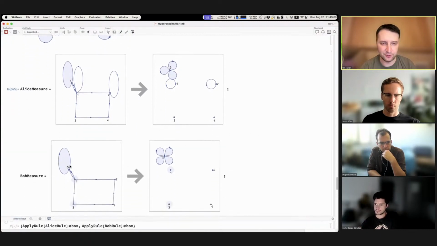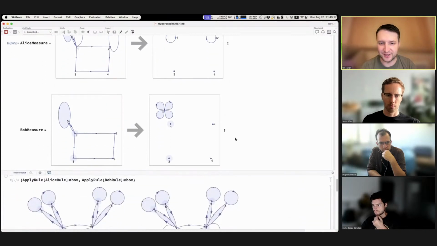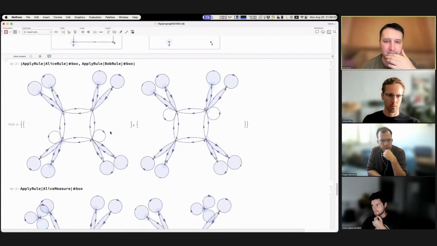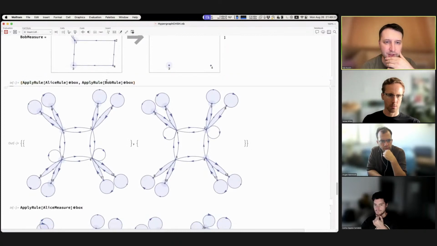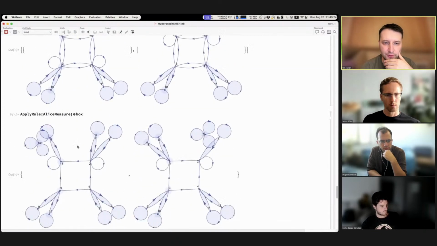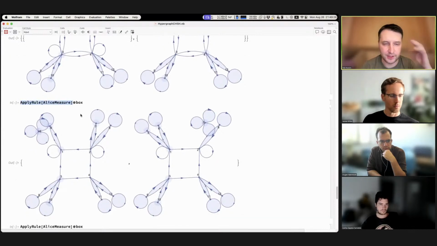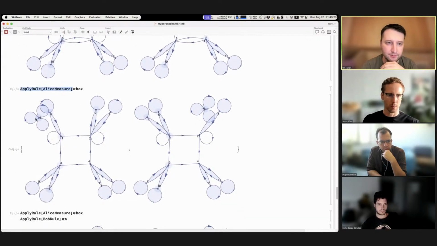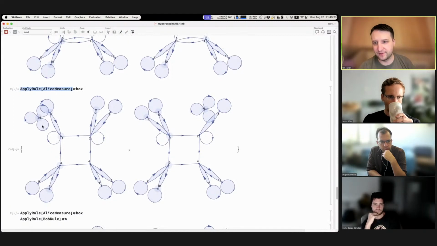Bob's measure is doing something similar, but in order to distinguish them, it detaches it as this 4-leaf clover thing. So what happens if we apply those? This is just showing the manipulation of rows and columns again, but if we apply just Alice's measurement, without any swapping of the columns, with this particular appendage getting detached, we can see that Alice measured 1. So it has this 3-leaf clover with the unary edge.